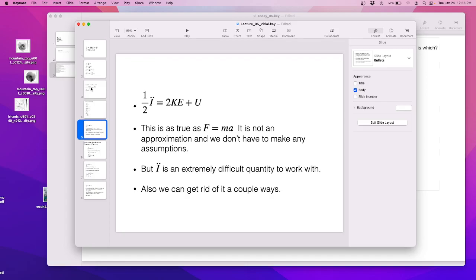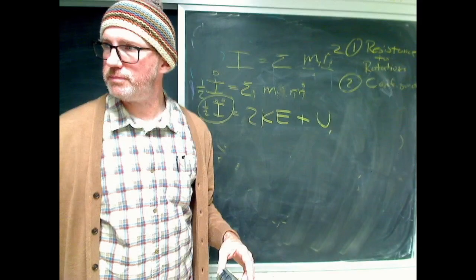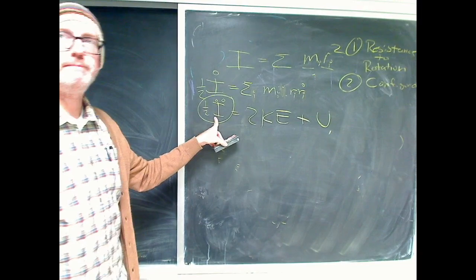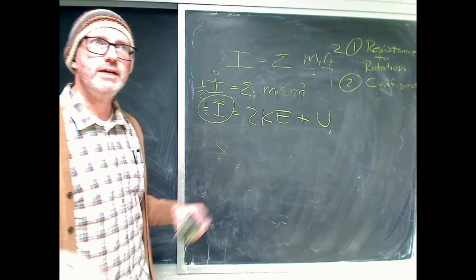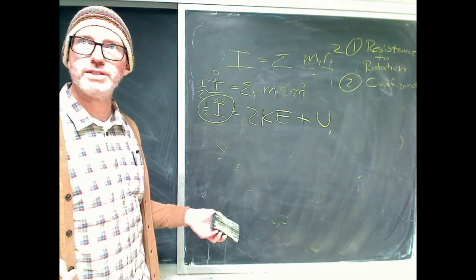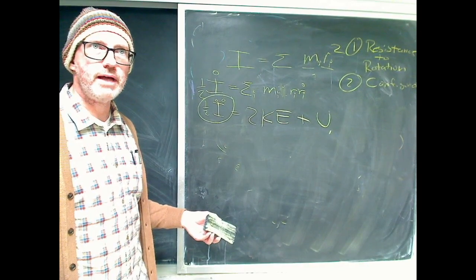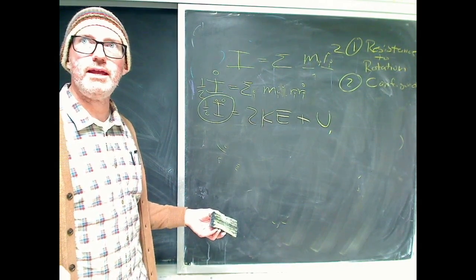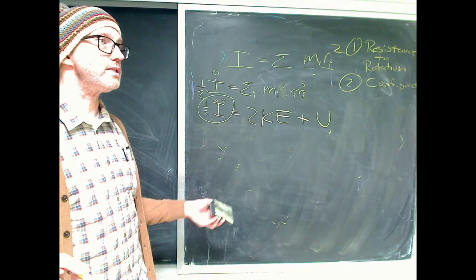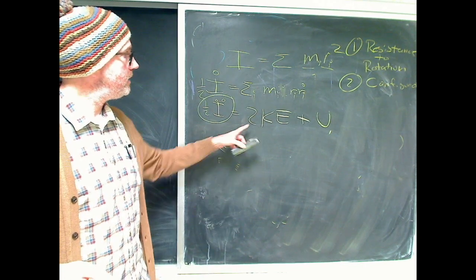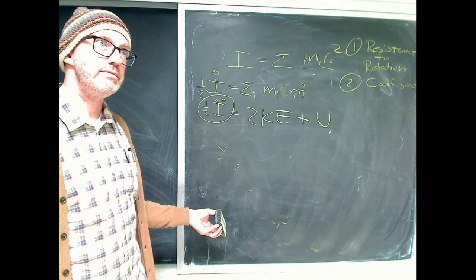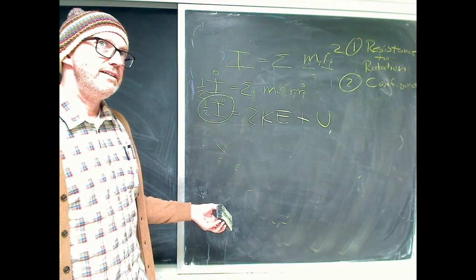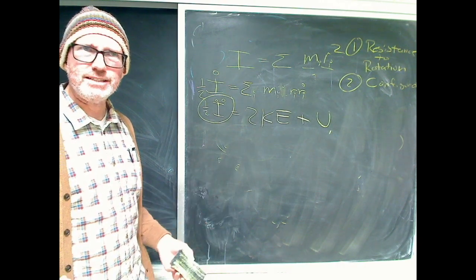This quantity, this statement that I've written down, 1/2 I double dot is twice the kinetic energy plus the potential energy. This is a true statement and is equivalent to F equals ma. It's not any different. I got it from F equals ma. It is an accurate statement. So I didn't have to do any approximations, and I didn't really wave my hands past anything. So this is true. But it's basically impossible to use, and it's hard to get insight out of this.